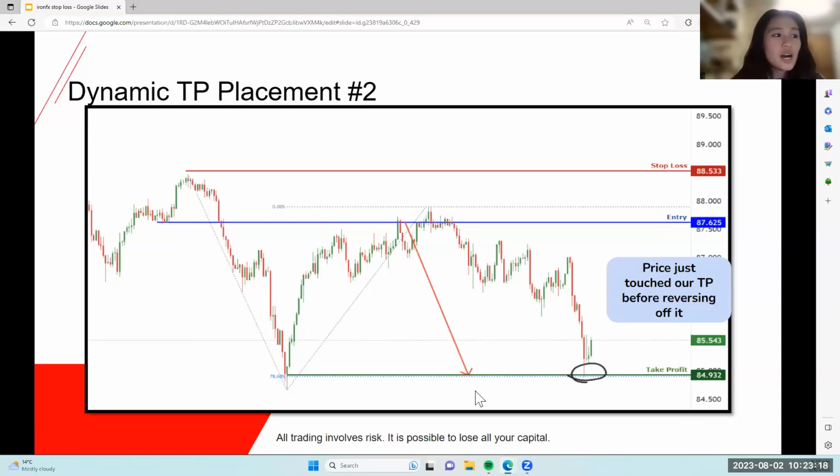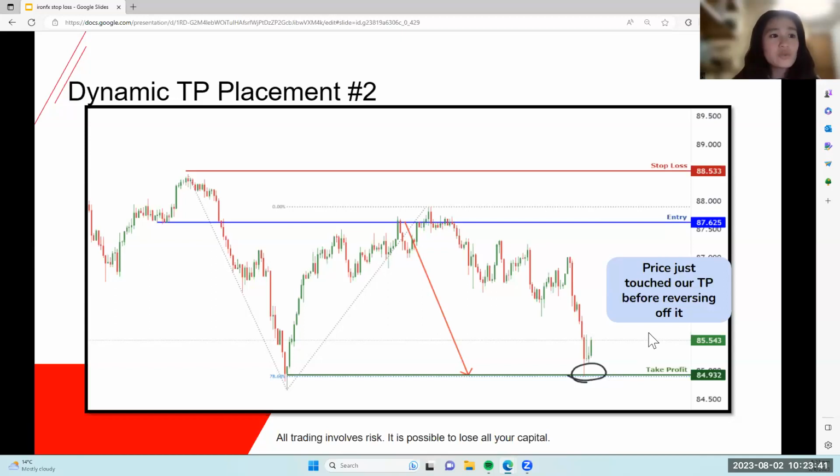So you can see we're expecting price to be attracted to this area because of the swing low resistance, swing low support, as well as this Fibonacci level. So you can see price was attracted to this area. It approached it, continued downwards to our take profit, and it touched our take profit just nicely before reversing off of it.